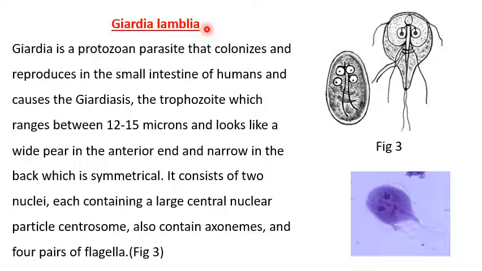First example, we are going to study Giardia lamblia. Giardia is a protozoan parasite that colonizes and reproduces in the small intestine of humans and causes giardiasis. The trophozoite, which ranges between 12 to 15 microns, looks like a pear, wide in the anterior end and narrow in the back, which is symmetrical.